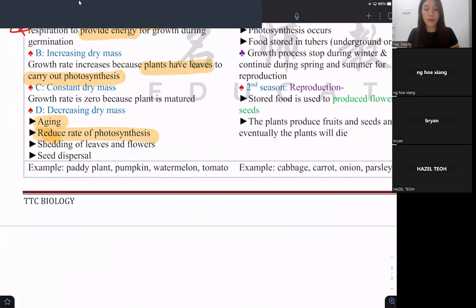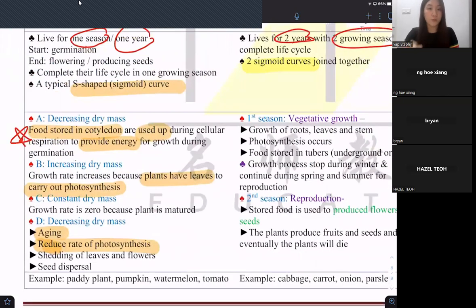Okay, so the annual plant is very important because you need to know how to explain the graph pattern. And for examples, like the paddy plant, pumpkin, watermelon, you choose two examples and you can already. Okay, so this one is for the annual plant.